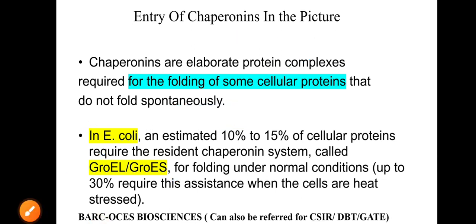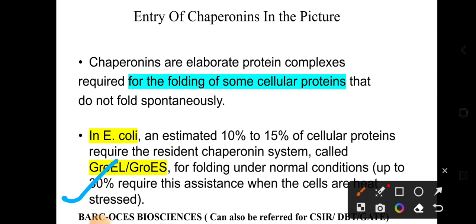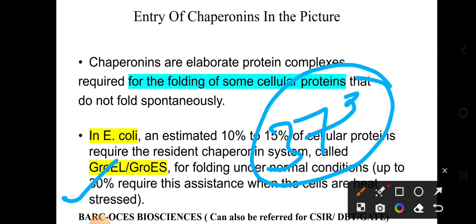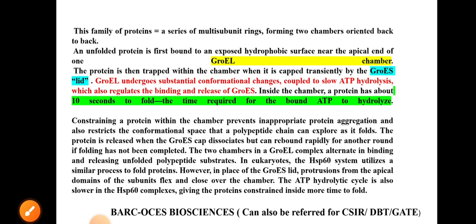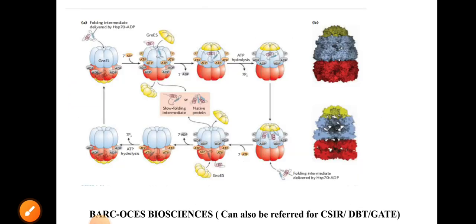Whenever the temperature goes up or beyond 37 degrees centigrade, then your GroEL and GroES system is required. Okay, so let's understand this GroEL and GroES system more via a picture.